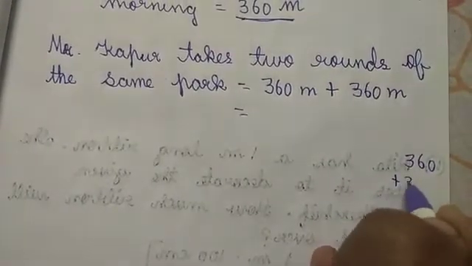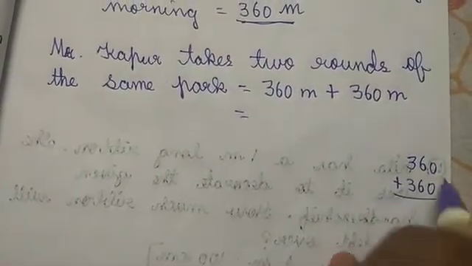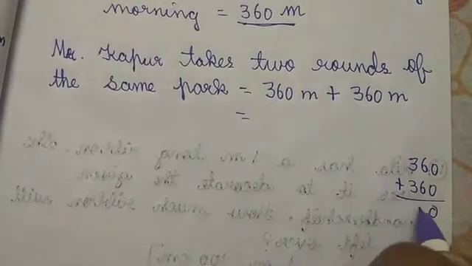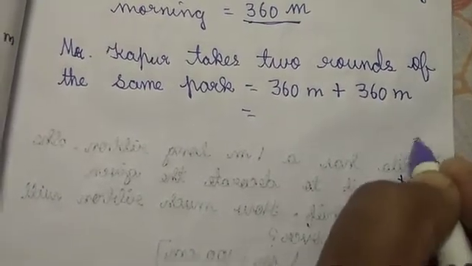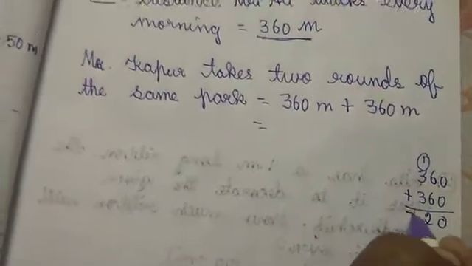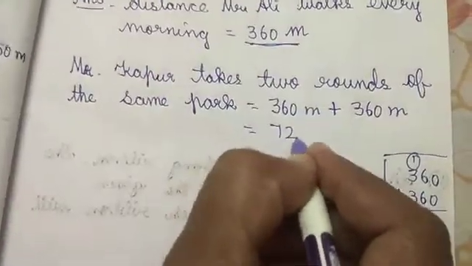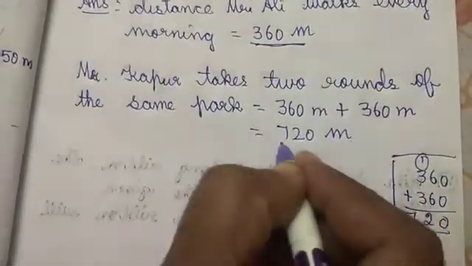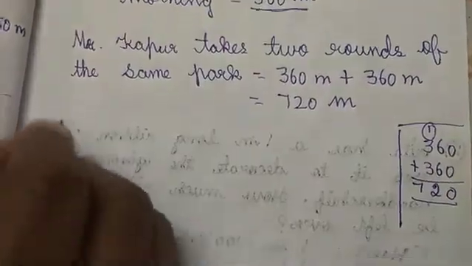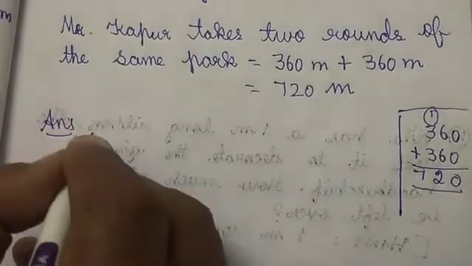360 plus 360. 0, 0, 0, 6 plus 6, 12. 1 plus 3, 4, 4 plus 3, 7. So what's the answer, children? 720 meter. 720 meter. So the second answer, what will come?